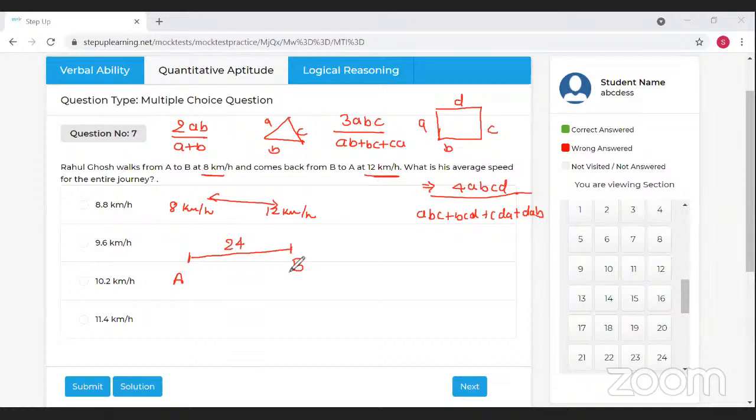Now, solve this question logically. What is average speed? Average speed is equal to total distance upon total time taken. All of you know this at least? Now, what is the total distance if the person is going from A to B and B to A?